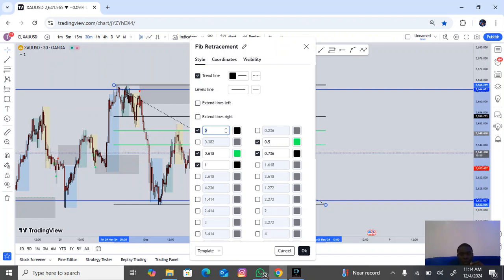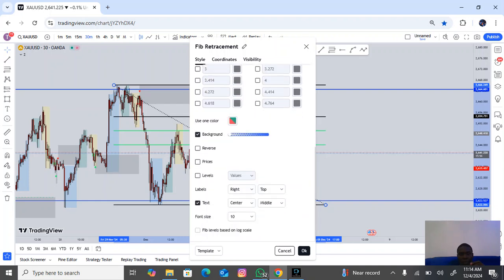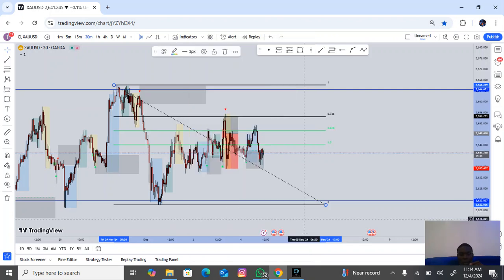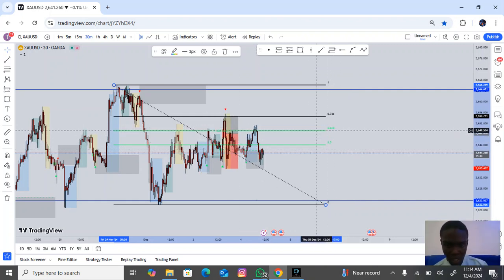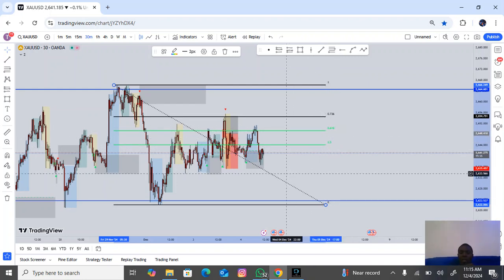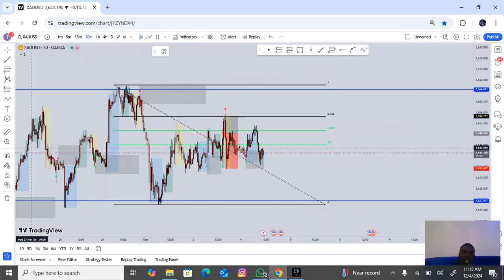All right. As you can see, this is the 0.736 level. This is the 0.618 level, and this is the 0.5 level. All right. So now, as you can see, this is the most recent high right here. Then this is the most recent low right here.